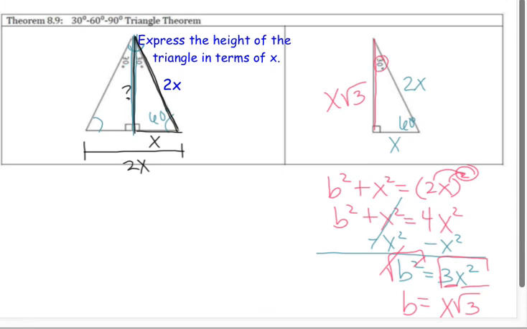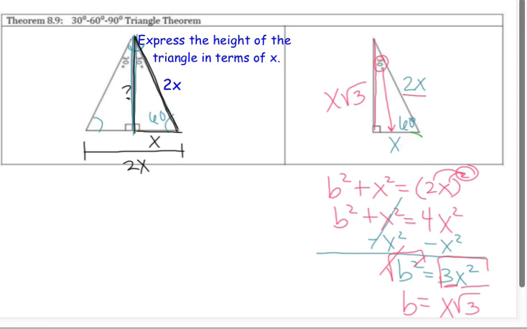Notice across from my 30-degree angle is always just x. Across from my right angle is my hypotenuse, which is always 2x. And then across from my 60-degree angle is x square root of 3. If you notice, this triangle will have 3 different side lengths. 1, 2, 3 different side lengths. And so that is one way to remember the square root of 3. Okay?